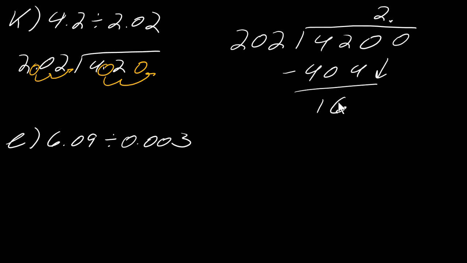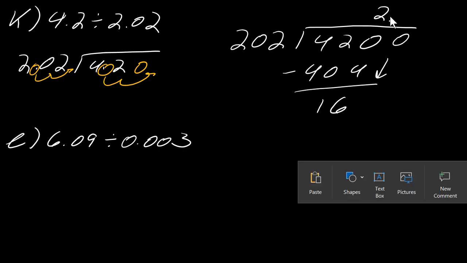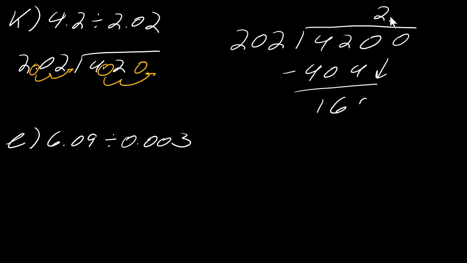So 16 is a remainder. So if I want to keep going, I need to add a 0. So I'm going to put a decimal spot here. I'm going to bring that 0 down. Oops, sorry about that. And so now how many times does 202 go into 160? 0 times. Okay, so then we add in another 0. And now how many times does 202 go into 1600?